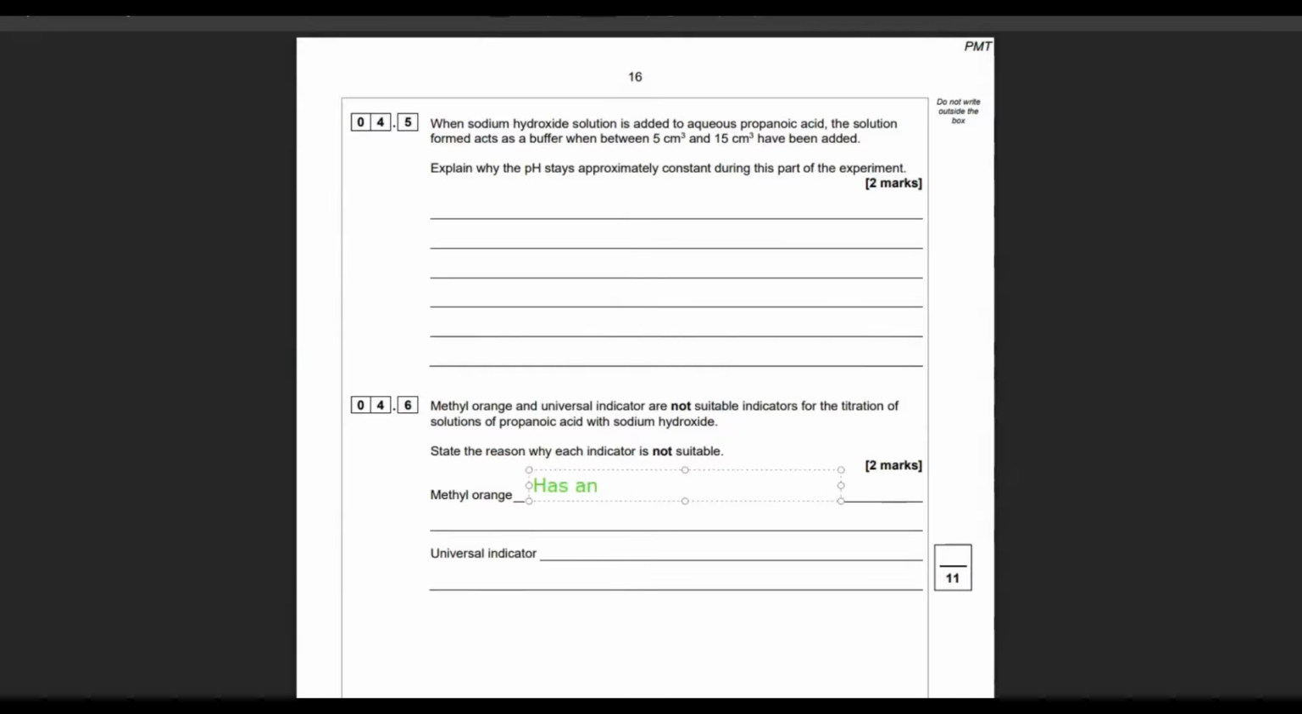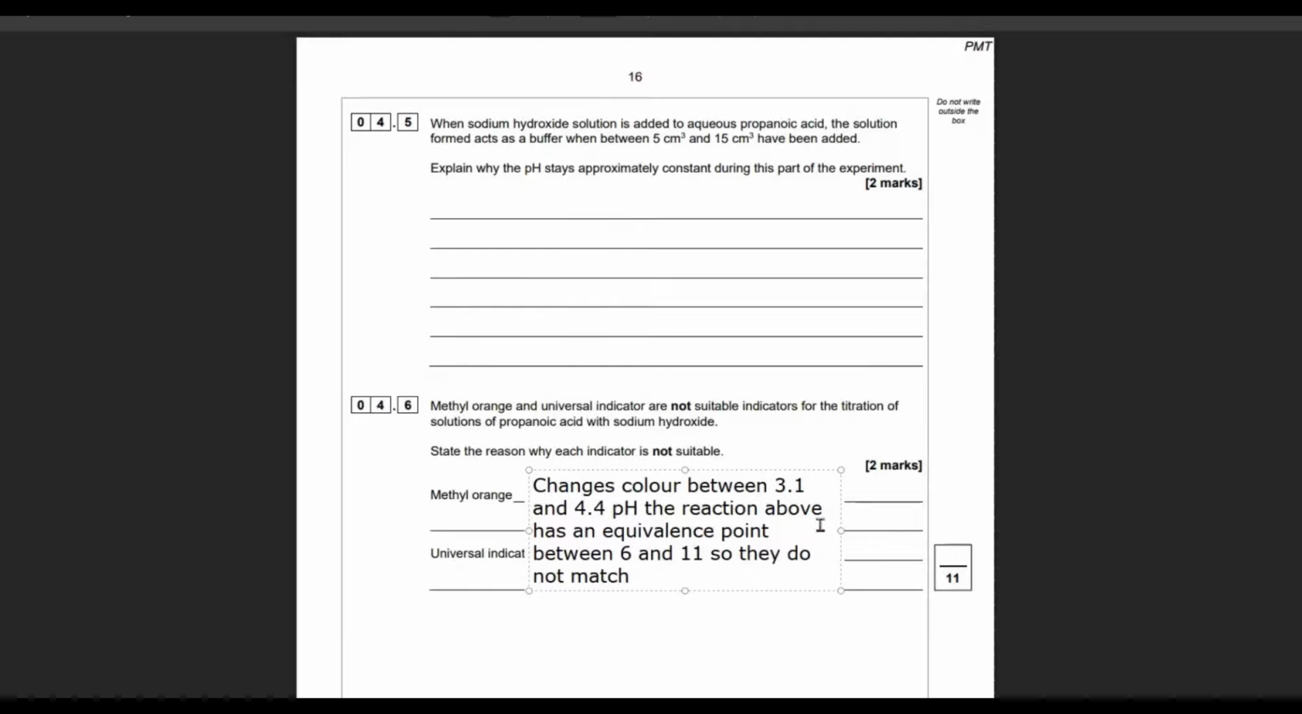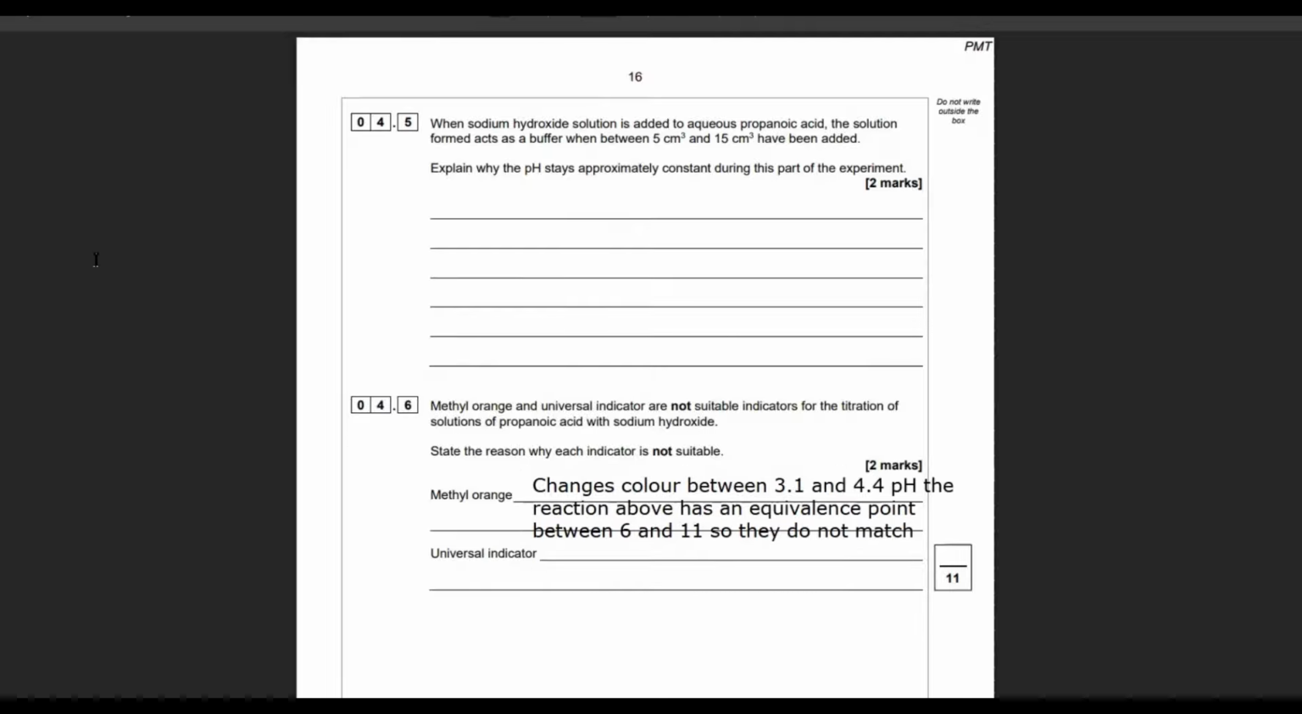Methyl orange changes color between 3.1 and 4.4. However, the equivalence point here falls between like pH 7 and 11 or 6 and 11, something like that. So basically, if it's not suitable, you would just say that methyl orange does not change color at the equivalence point, or the range where it changes color doesn't match the equivalence point, and you could just put that without knowing the exact pH range for methyl orange. And you'll probably get asked about phenolphthalein as well.